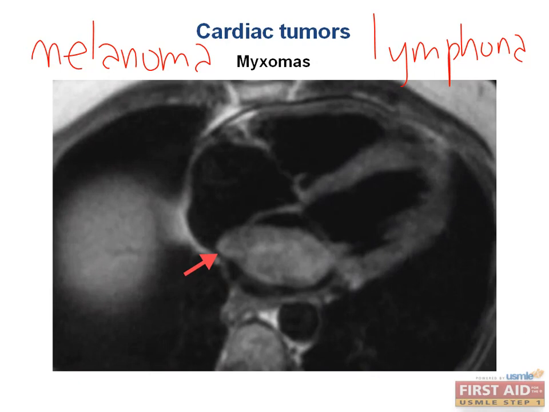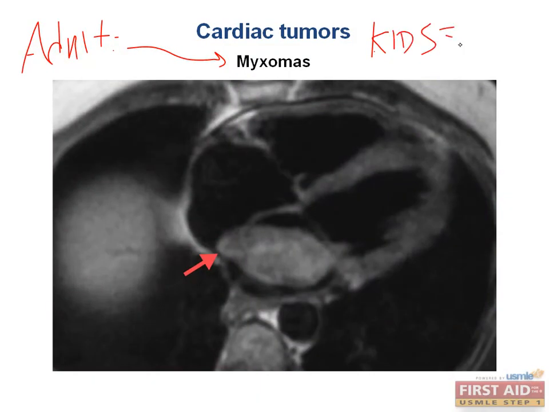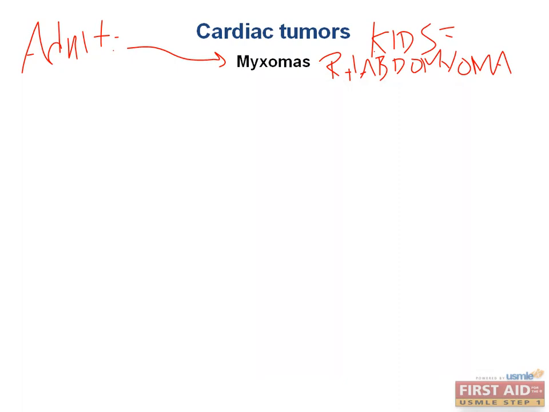The most common primary cardiac tumors in adults. In the adult population, you definitely want to be worried about myxomas. And the most common primary cardiac tumor, as in they arise from cardiac tissue, in children, you need to be worried about rhabdomyomas. What do you need to know about myxomas and rhabdomyomas? Well, what does this word mean?